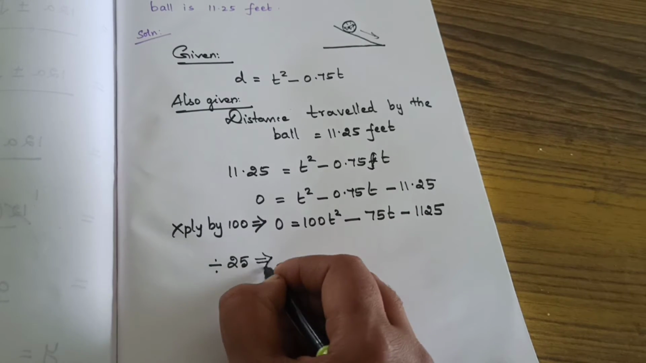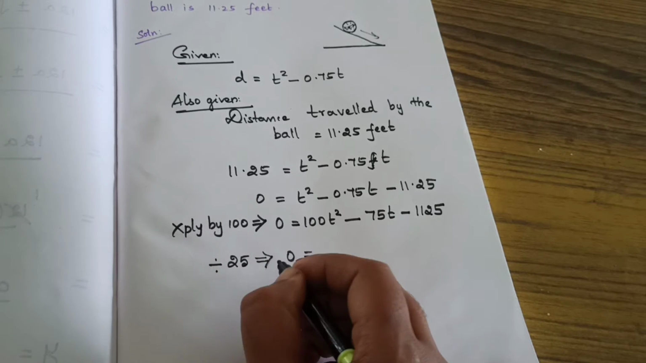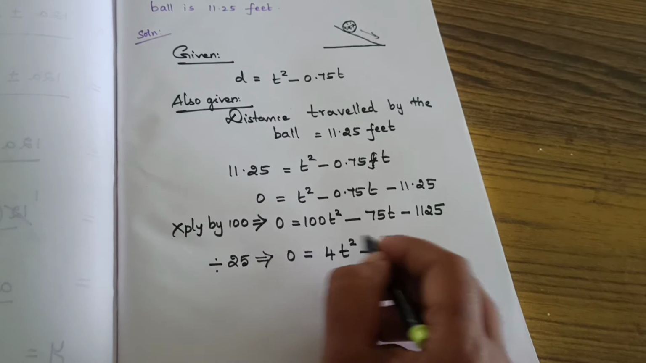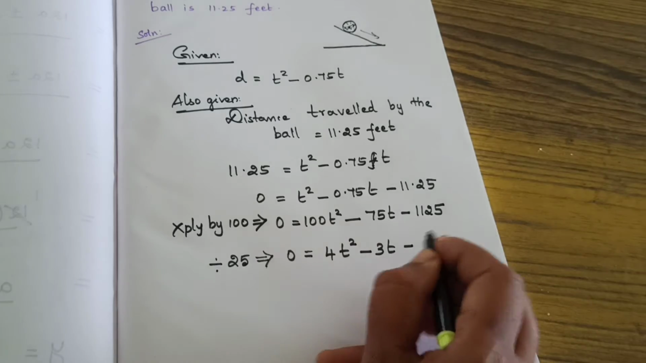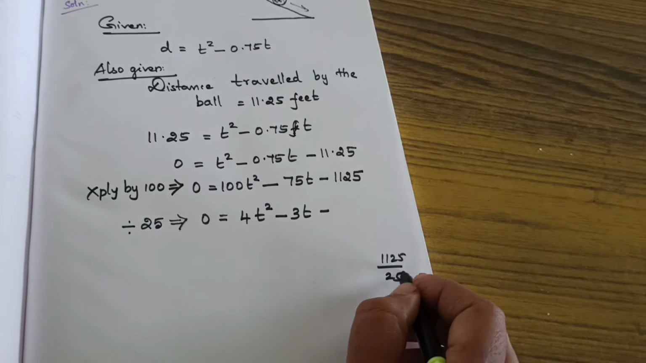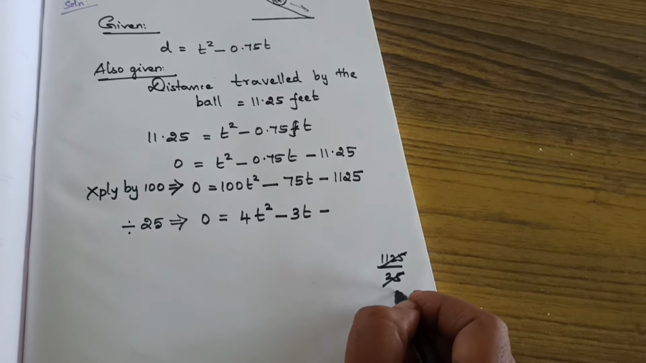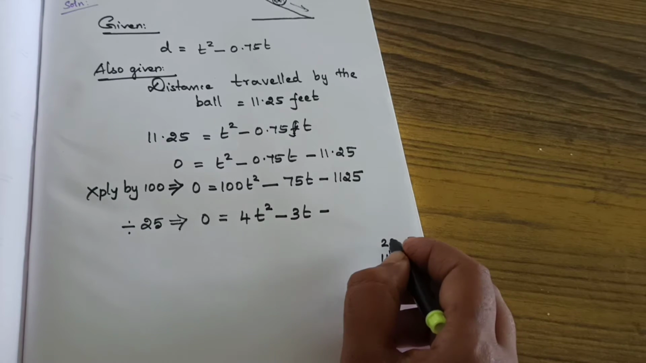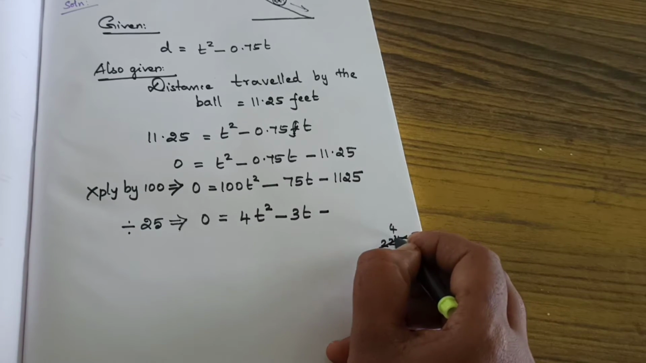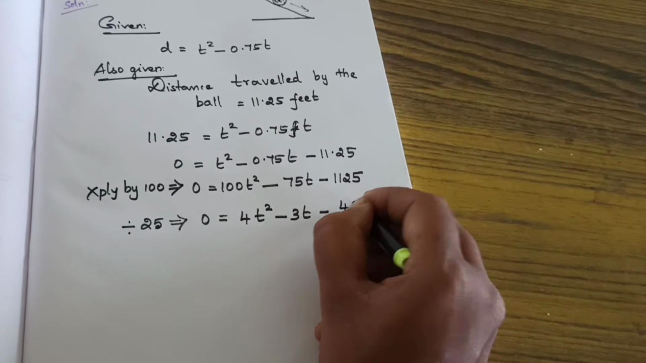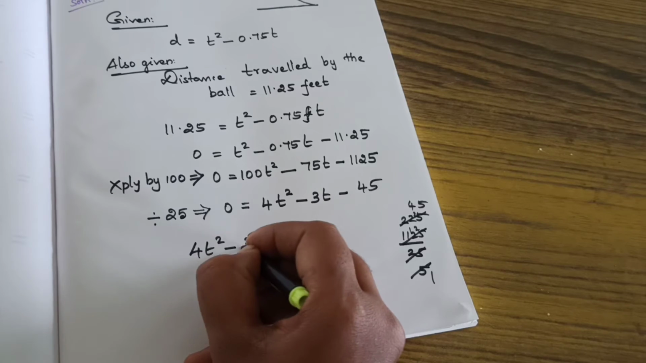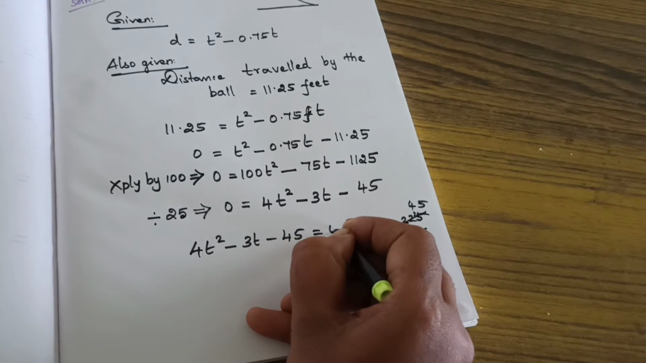So divided by 25 implies 0 by 25 is 0, 100 by 25 is 4 times now. So 4t square minus 25 3s are 75 t minus, and this one we need to divide by 25. Here for the fifth table, shall we solve: 5 and here 2, 1 balance, again 2, 2 balance, so 5. Then again solving for 5, 4 5s are 20, balance 45. So minus 45. Now we got the standard form of the quadratic equation. So 4t square minus 3t minus 45 equal to 0.